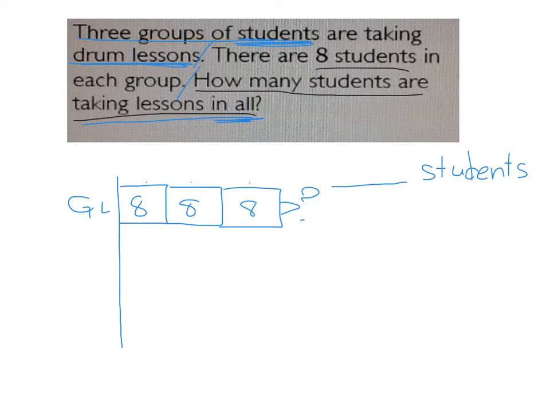Now we learned in previous lessons that this could be 8 plus 8 plus 8, but an appropriate multiplication sentence would look like 8 times 3 equals what? So we know that 8 times 3, or 8 plus 8 plus 8, equals 24. So the total number of students taking lessons in all is 24.